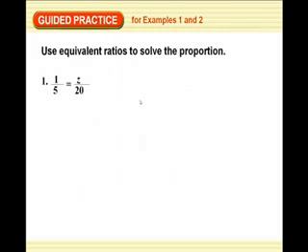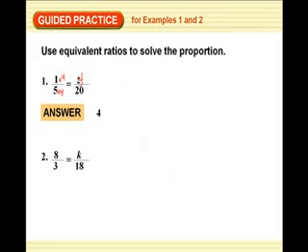So you look at this and you go, hey, what do I do to 5 to get 20? Well, 5 times 4, so 1 times 4, so Z is 4. Here you say, what do I do to 3 to get 18? 3 times 6, so 8 times 6 would be 48.